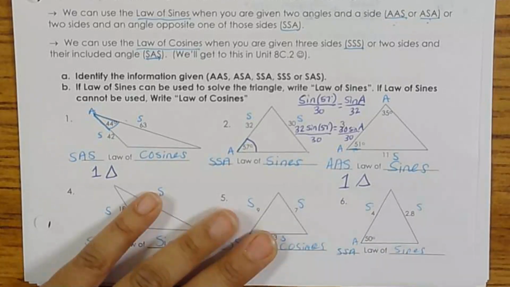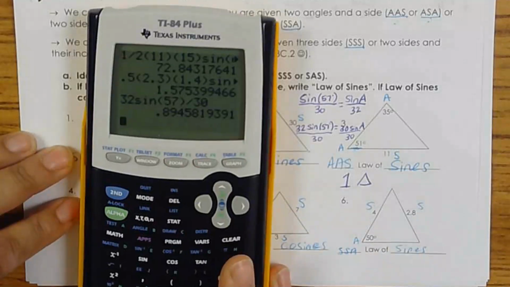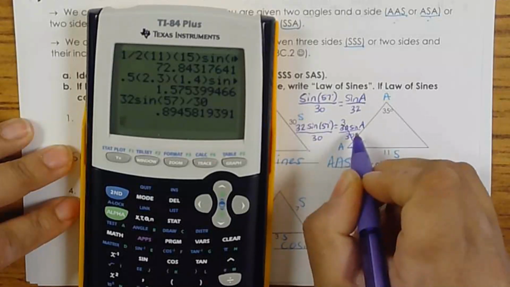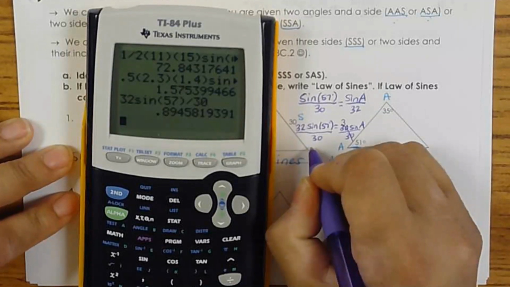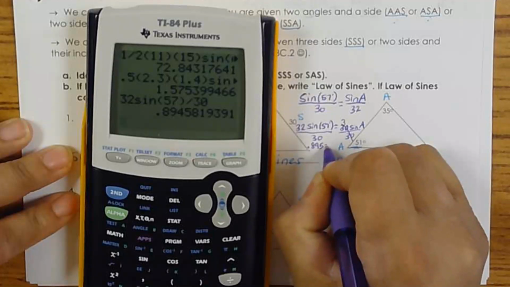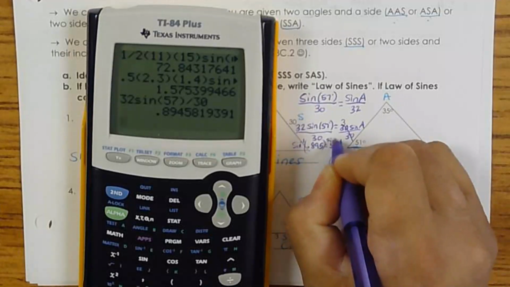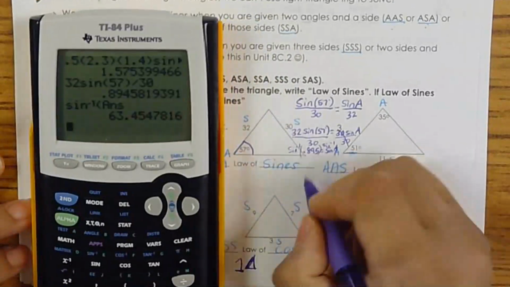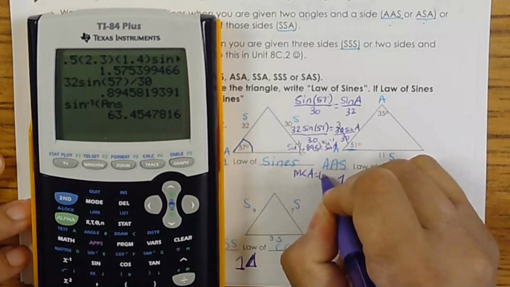Okay, and this is where the calculator comes in. We would type all this in, 32 sine of 57 divided by 30. It comes out to this decimal answer. And I'm not going to actually write the answer there because you're going to go ahead and take the inverse sine of it because we're trying to find the angle. Well, I'll just write 0.895. And then the inverse sine, let's figure out what angle we're working with. So it looks like the measure of angle A is 63.5 degrees.